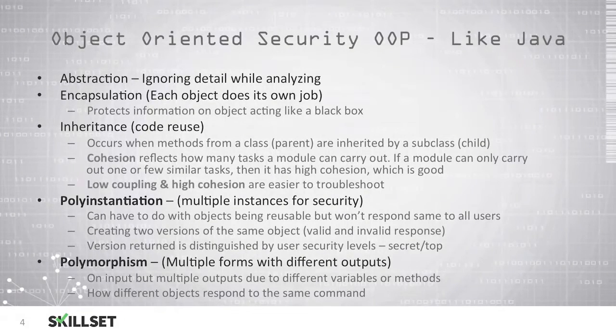If a module can carry out only one or a few similar tasks, then it has high cohesion, which is good. Low coupling and high cohesion are much easier to troubleshoot.